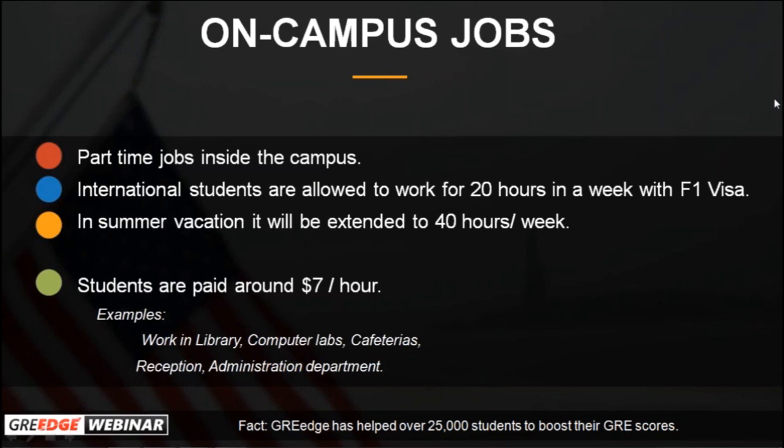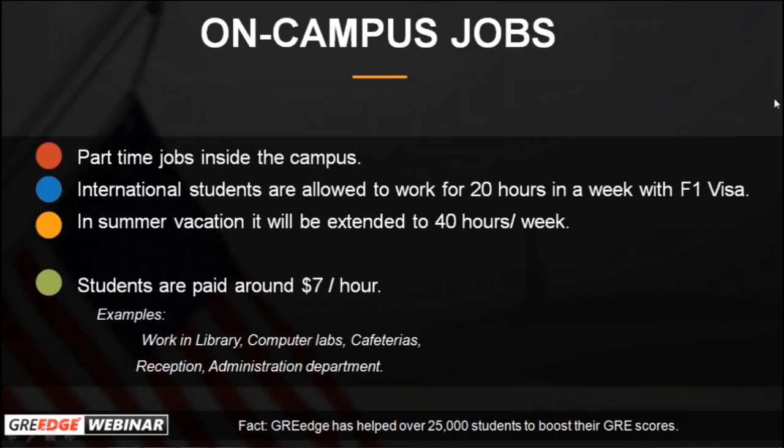Now, students are paid from around $7 per hour all the way to $12 per hour. There's a variation in that. Minimum is $7 per hour. So 20 into 7 a week is 140, and 140 into 4, you know the money. That's the kind of money you will be able to make. So you might not have to be completely dependent on your parents for your expenses. That itself in a way is saving money, guys. That also is technically a scholarship, which is what I am trying to explain to you.